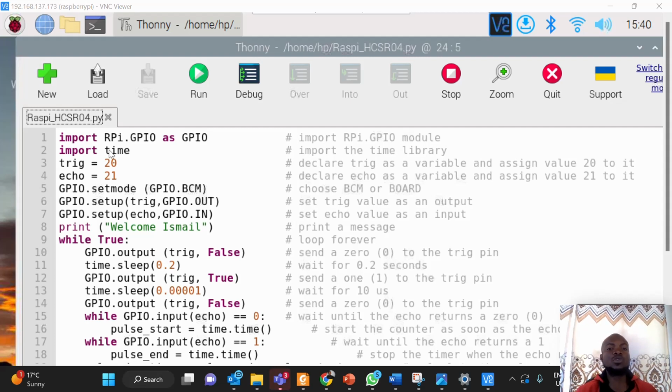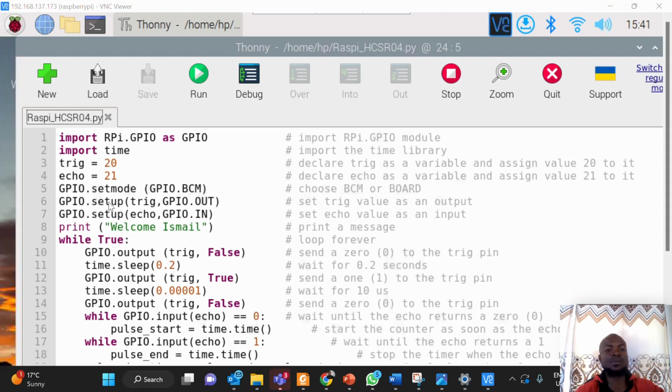Okay, so this code will import the GPIO module, the input output module. Then you import the time library. Trigger and echo are two variables, and we've assigned values to them. The trig variable will represent the trigger pin, while the echo variable will represent the echo pin, connected to pin 20 and pin 21. This is just choosing the board that has GPIO.